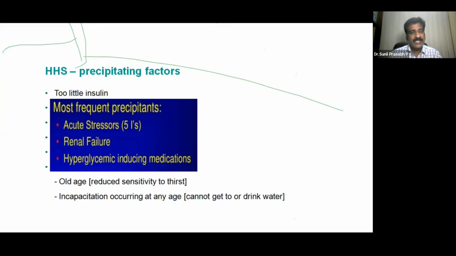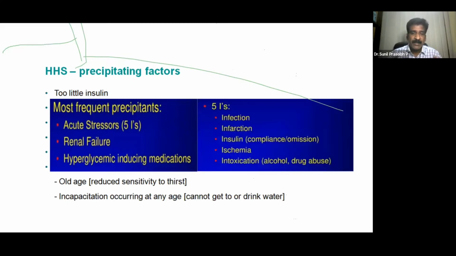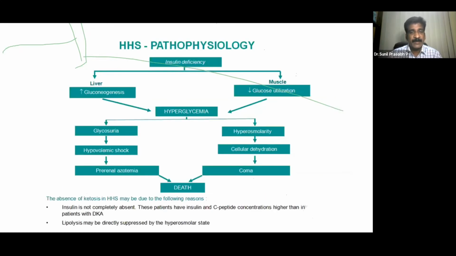The most important aspect is too little insulin, and they have common precipitants like acute stressors, renal failure, and hyperglycemia-inducing medications. The important 5 I's, they are the stressors, and they include infection, infarction, insulin non-compliance, then ischemia and intoxication, especially alcohol and drugs. So all these stresses and precipitating factors are a very, very important point in HHS.